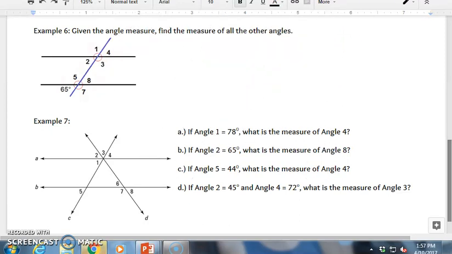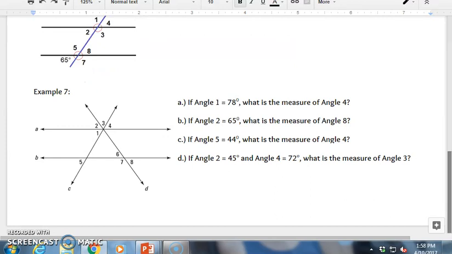All right, one last one. This last one asks us a few different questions that we kind of have to play around with. So 7A says angle 1 is 78 degrees. What is the measurement of angle 4? Well, I know that angle 1 and angle 4 are vertical angles. So that means that angle 4 has to be 78 degrees.